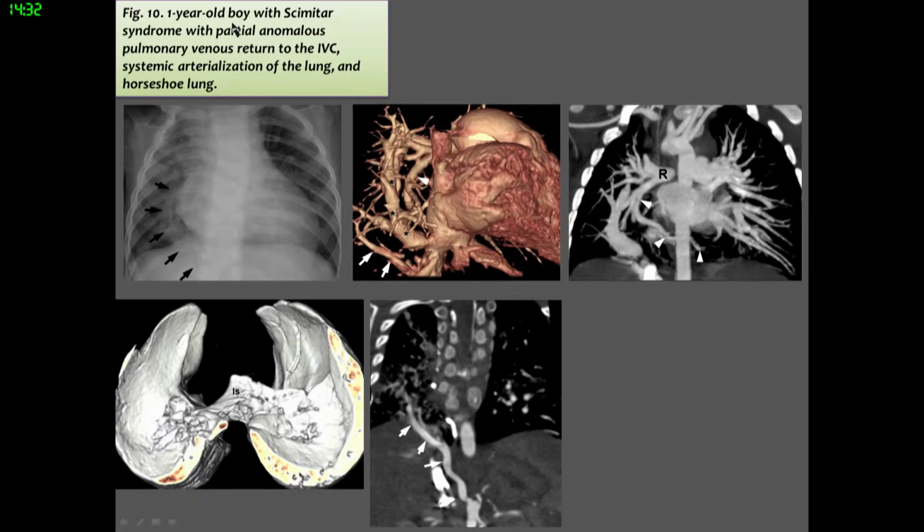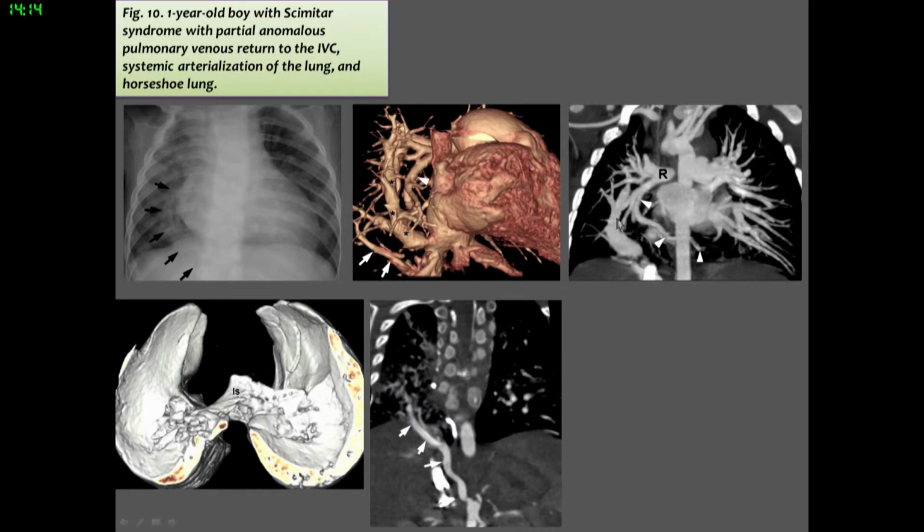The next case is a 1-year-old boy with scimitar syndrome. Frontal chest graph shows a vertically oriented scimitar vein in the hypoplastic right lung. 3D VR image shows the scimitar vein, which anomalously drains the pulmonary venous flow from the right lung into the IVC.